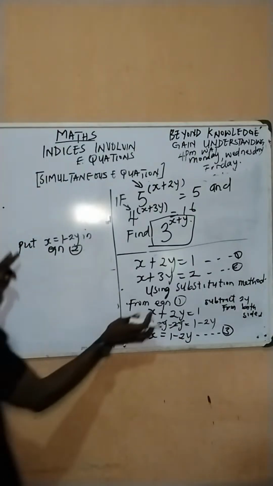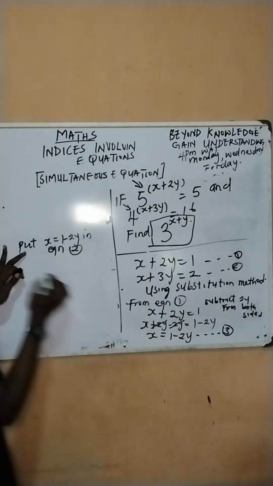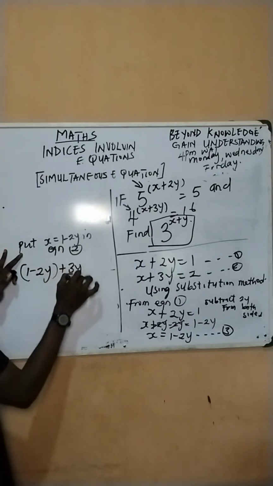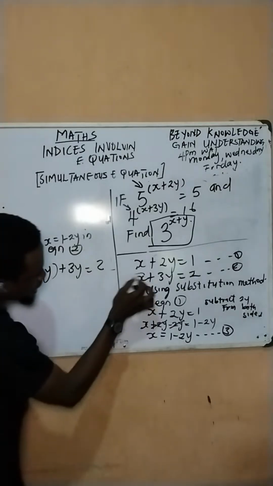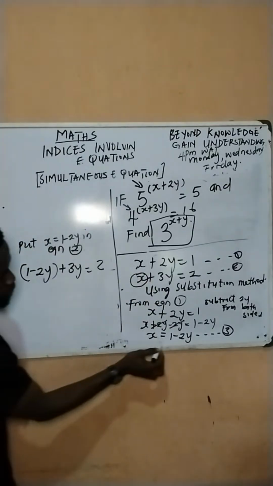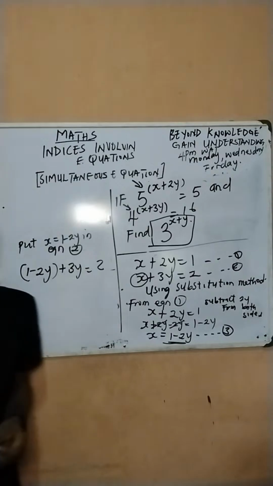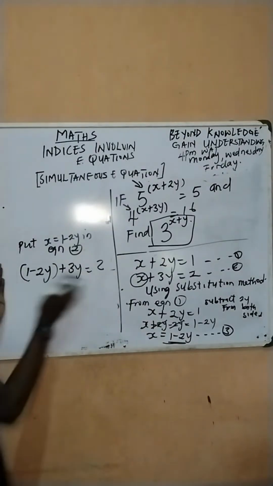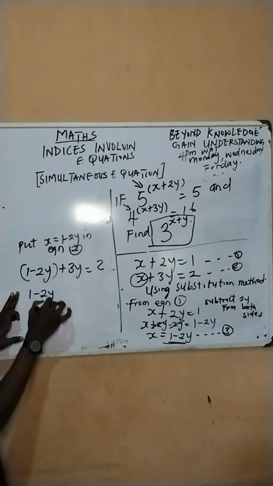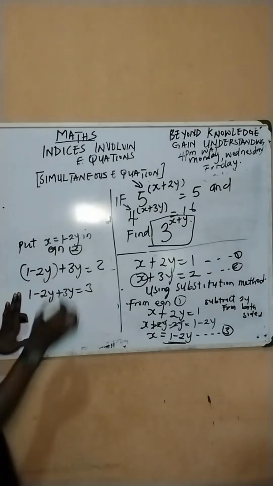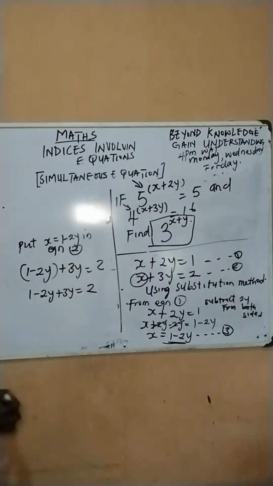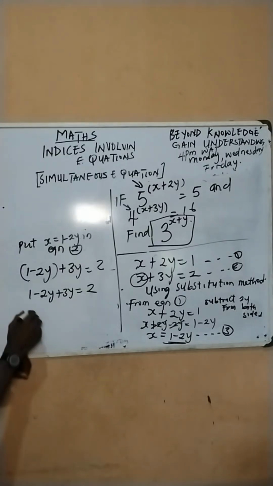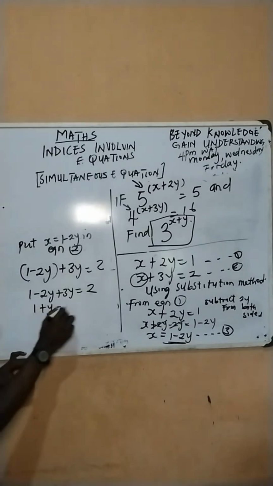Equation 2 is x plus 3y equals 2. It becomes 1 minus 2y, this is for x, then plus 3y equals 2. I just substituted x to be 1 minus 2y. That is the whole idea of the substitution method. Opening up the bracket, it becomes 1 minus 2y plus 3y equals 2. Minus 2y plus 3y gives plus y, so this is saying 1 plus y equals 2.